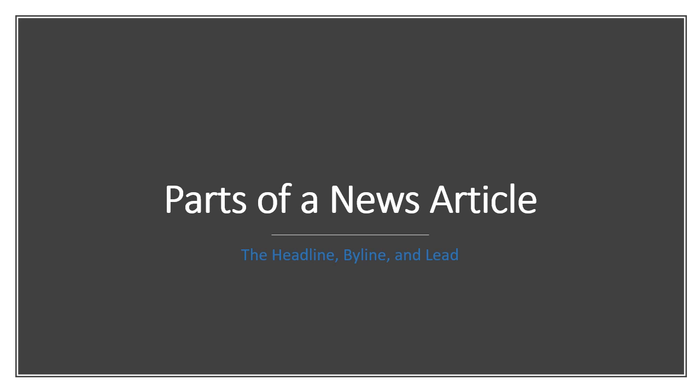Hey, junior English students. As we start this unit on reading the news and we start doing responses to the news, I thought that it was a good idea for us to get started by looking at the parts of a news article. So this first lesson is going to look at three parts of a news article that you see at the beginning of the article: the headline, the byline, and the lead.